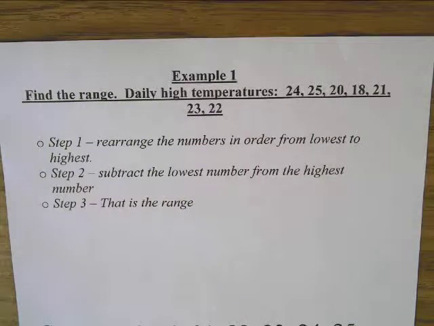All right, so step 1 would be to rearrange the numbers in order from lowest to highest. Step 2 is to take the lowest number and subtract it from the highest number. That would be finding the difference. And step 3 is write down the range. That answer that you got in step 2 is your range. So it's a 2-step problem. Find my highest, find my lowest, subtract them, and find my answer.